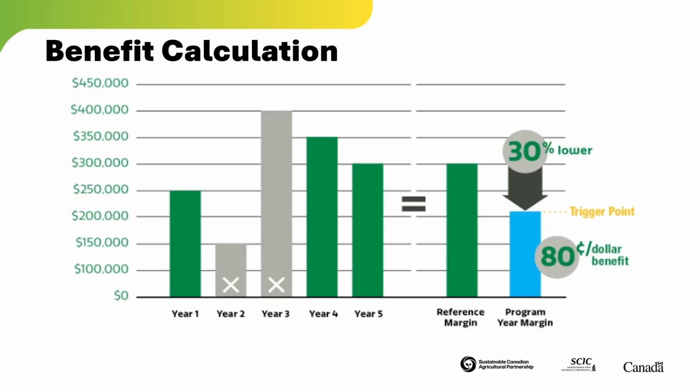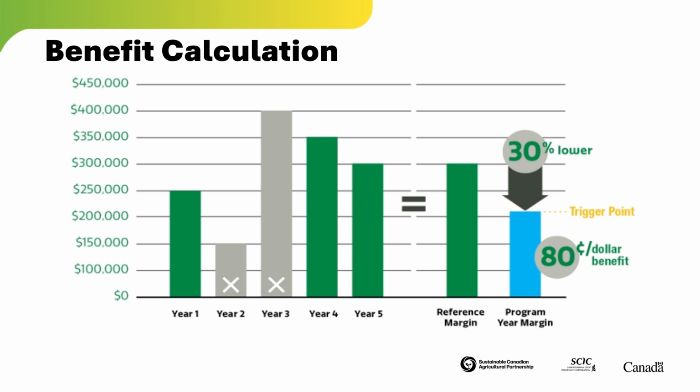So once we have your information, the benefit calculation is completed, and this occurs when the program year margin declines by more than 30% of the reference margin. Then an AgriStability payment will be triggered. So in this example here, we have a full 5 years of history. We do the Olympic average. So year 2 and year 3 are dropped because year 2 is the lowest and year 3 was the highest. The remaining 3 years are averaged, and they calculate out to the reference margin. So that's your reference margin history.